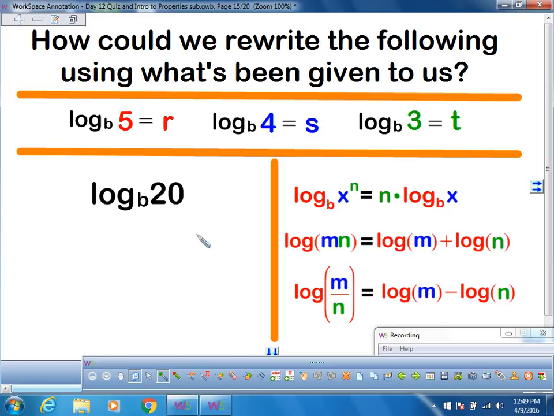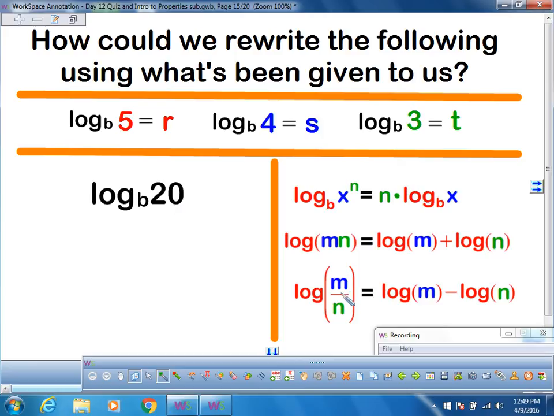Okay. All right. How could we rewrite the following to use what's been given to us? So we have a few things here. We have log b of 5 equals r. So whenever I have log b5, I can substitute in r. Whenever I have log b4, I can substitute in s. And whenever I have log b3, I can substitute t. So we're going to use this to rewrite log b of 20.